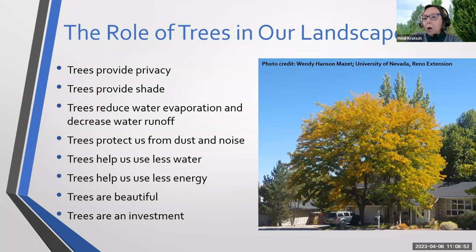They're missed when they're lost, and it takes significant money to replace them and many years to get them to the size where they can actually provide these essential landscape services. So let's really get into how to take care of our trees so they can last the 50 or more years that they should in our landscapes.